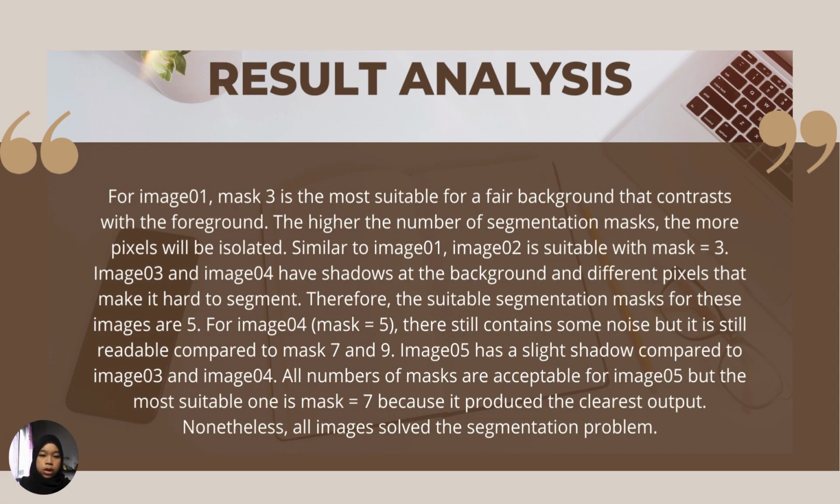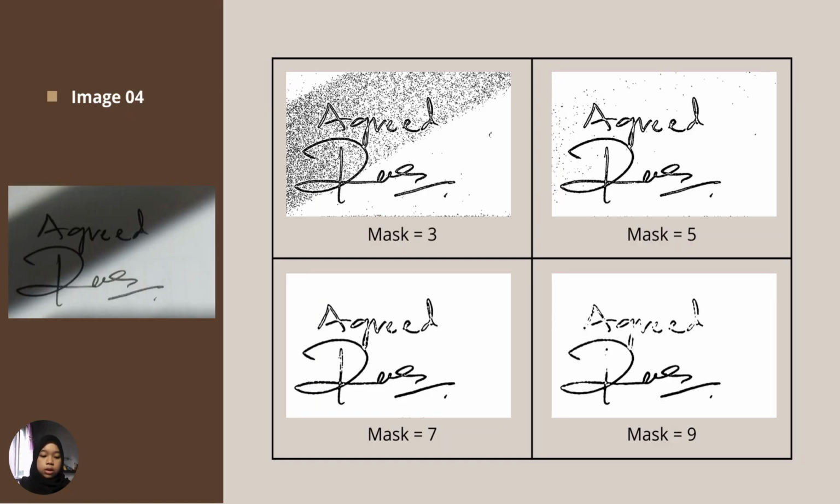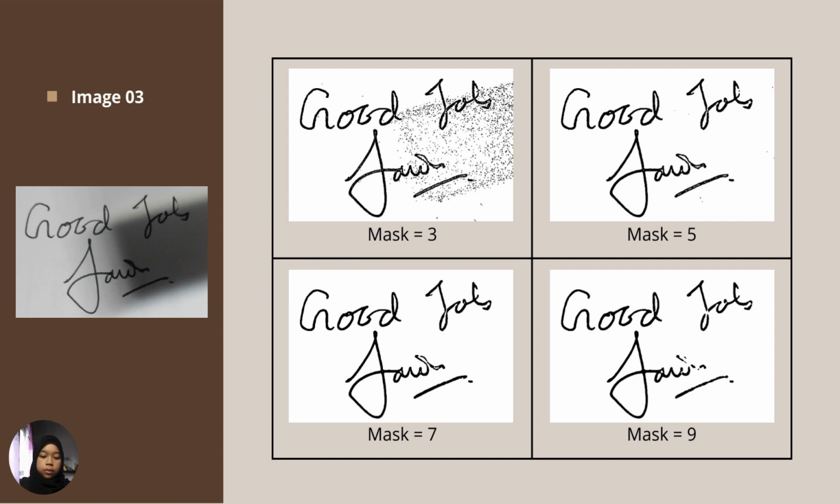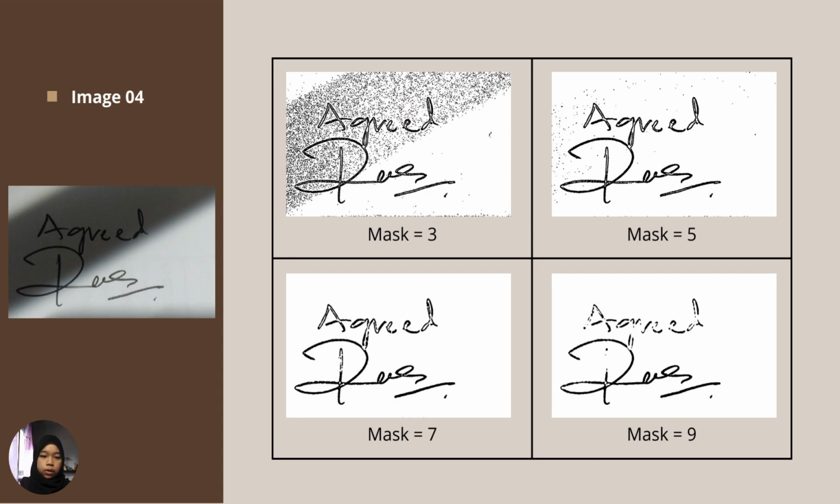And then image 3 and image 4, both images have shadows at the background and different pixels that make it hard to segment. Therefore, the suitable segmentation mask for these images is 5. Image 4 and image 3. For image 4, with mask equal to 5, there still contains some noise, but it is still readable compared to the mask equal to 7 and 9.